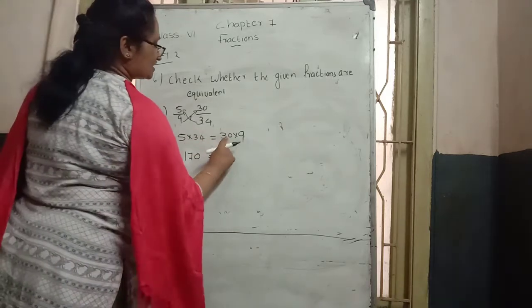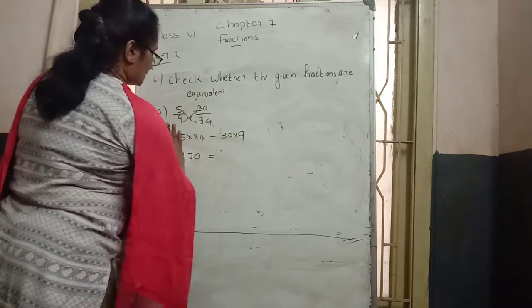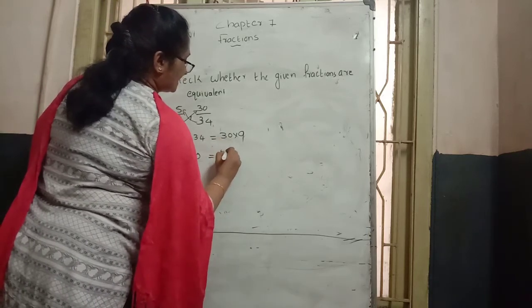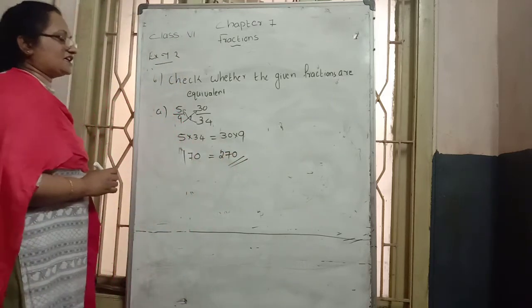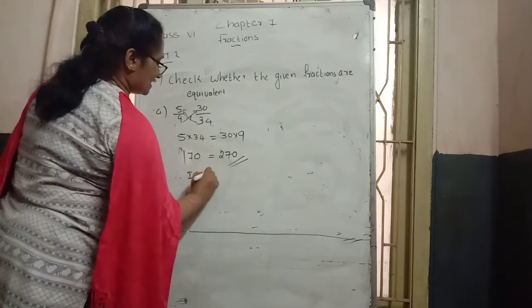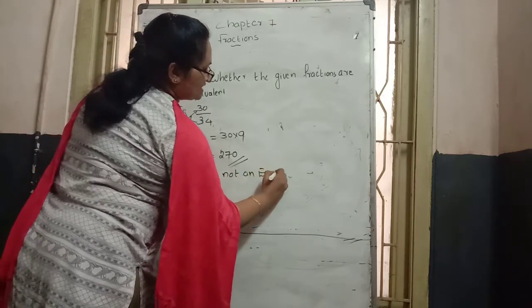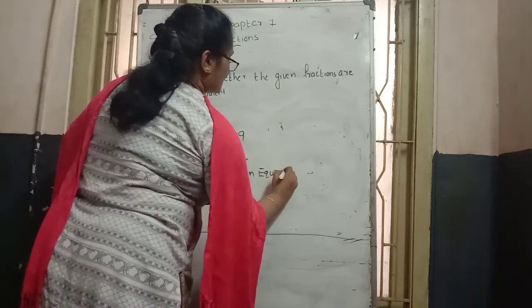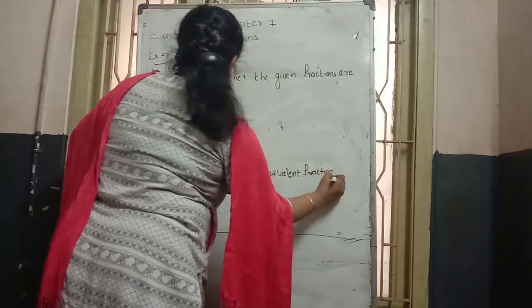Then here, 30 into 9 becomes how much? 270 is what we get. So are both equal or not? No, therefore we can say it is not an equivalent fraction. Both answers are different, that's why it is not an equivalent fraction. Like this we can write and stop.